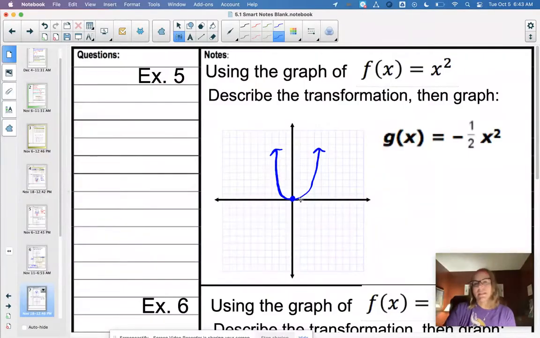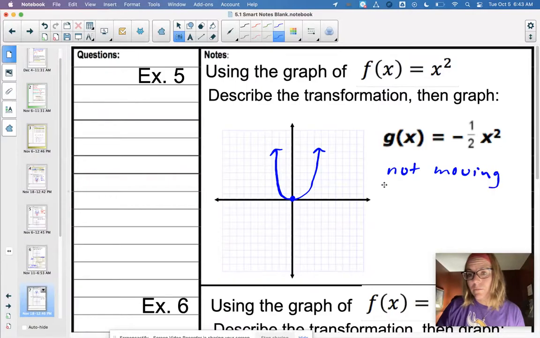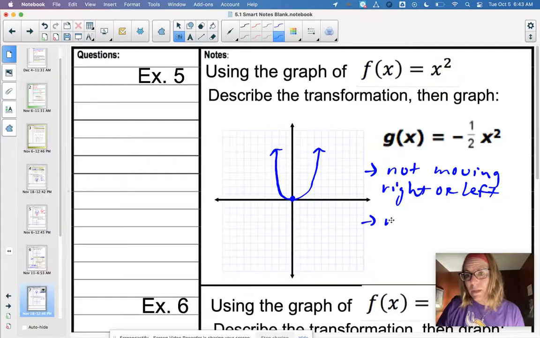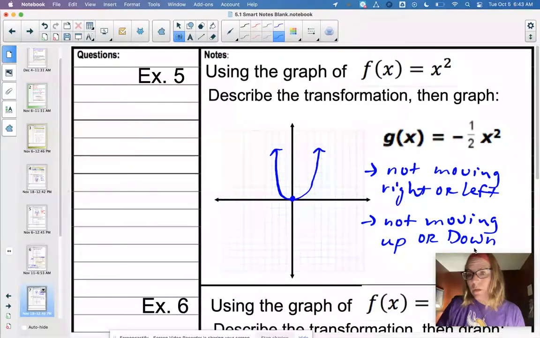Look how quick I graph it. It's not exact. Obviously, it's not exact, but I'm just doing a quick sketch. I'm going to describe the transformation, then I'm going to graph. Well, there's no parenthesis, so I know we are not moving right or left. There's nothing being added or subtracted out here. Not moving up or down. The only thing happening is you have a negative out front.